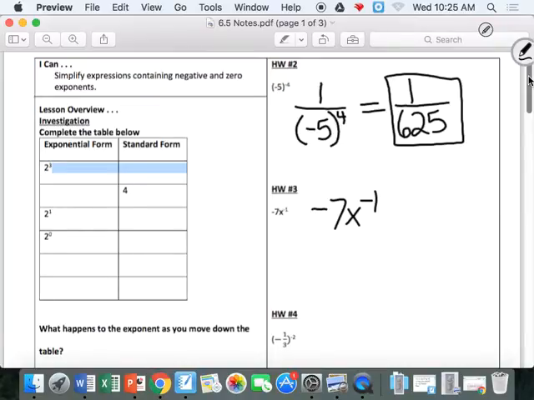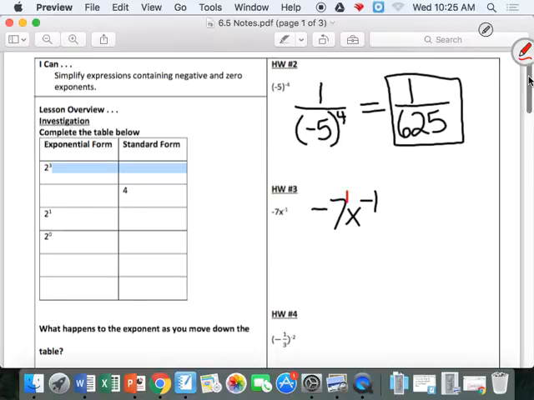What exponent is on the 7? Negative 1. There isn't a negative, it's just one. It's a positive one. Oh, crap. So the 7 does not become a fraction. Only the x becomes a fraction.